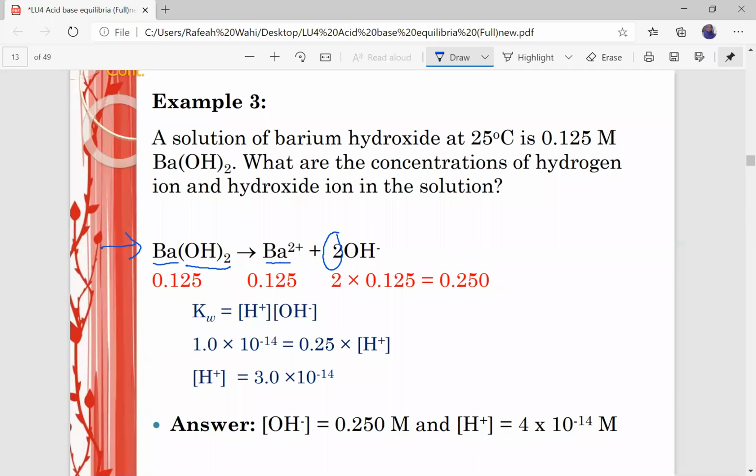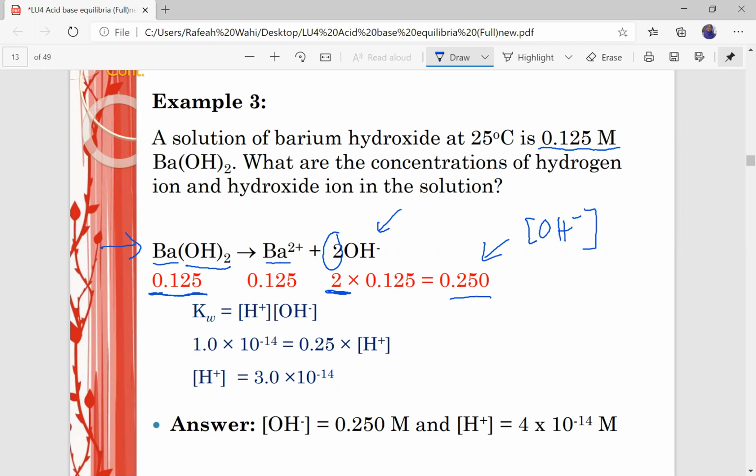So in this question, the concentration of barium hydroxide given is 0.125 molar. So the concentration of barium hydroxide is not necessarily the same as the concentration of the hydroxide ion, because if you want to calculate the real concentration of hydroxide ion, you have to multiply by 2, which is the coefficient in front of the hydroxide ion. Okay? So 2 times 0.125 molar becomes 0.25 molar. So this is the concentration of the hydroxide ion.